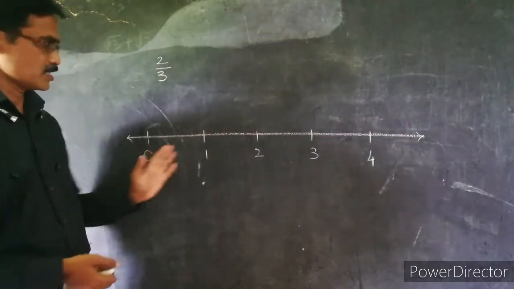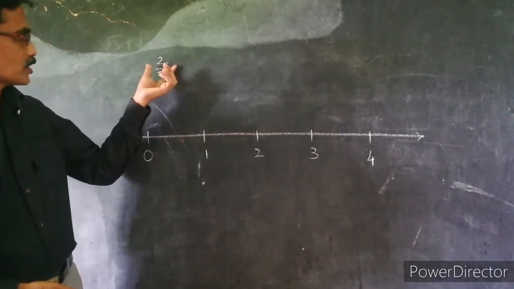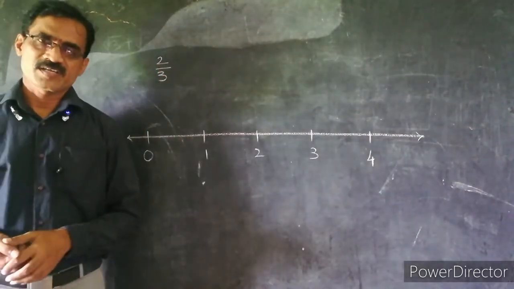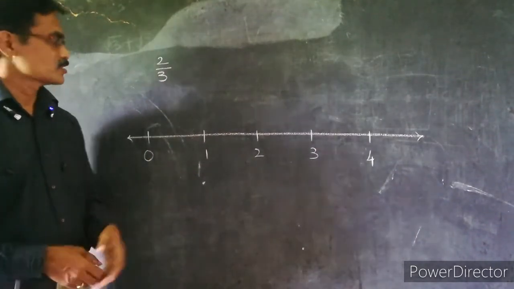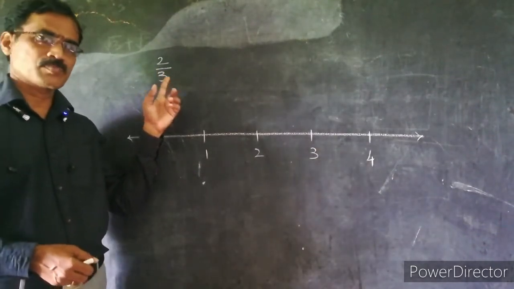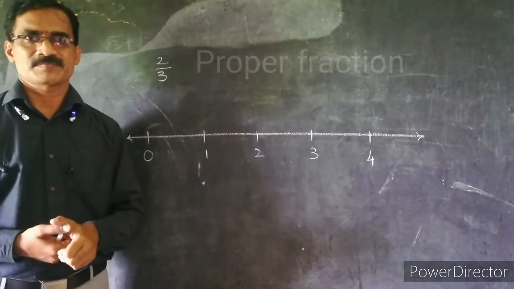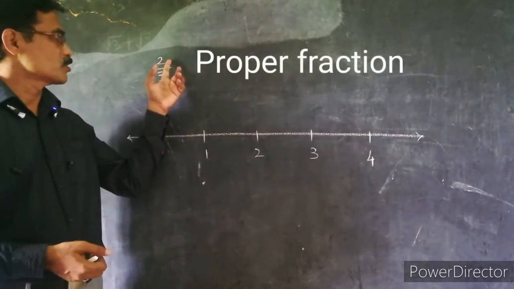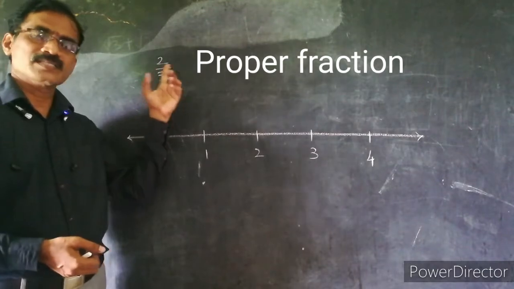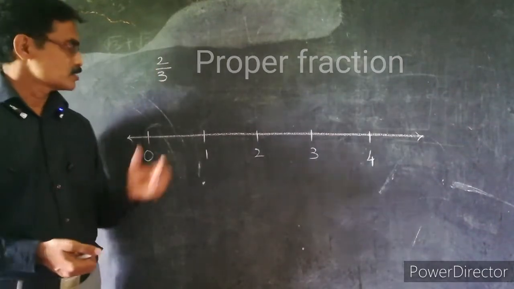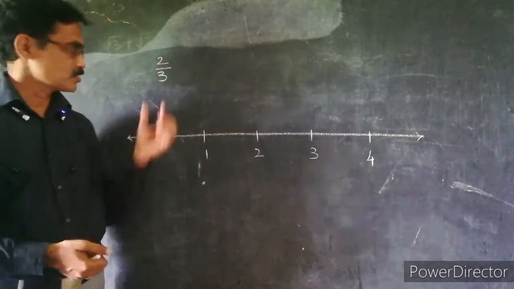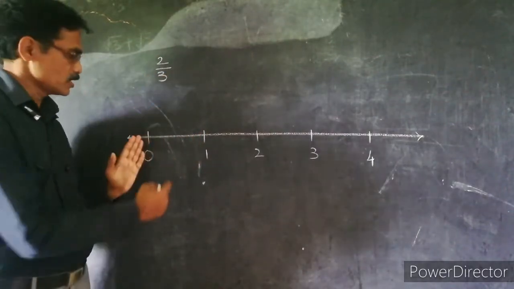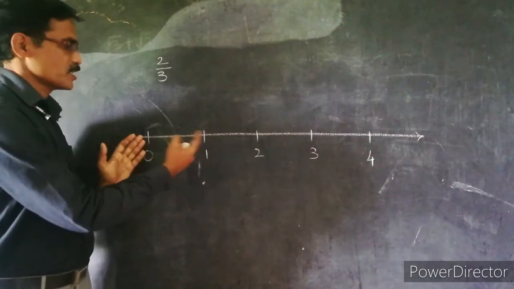So, this is the number line. For example, if you want to take 2 by 3, it is a rational number. How can we show this rational number on the number line? First let us see whether it is a proper fraction or an improper fraction. You know that if the numerator is less than the denominator, it is a proper fraction, and all proper fractions must lie between 0 and 1.